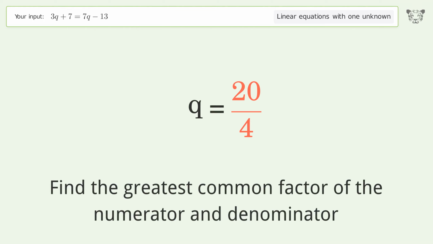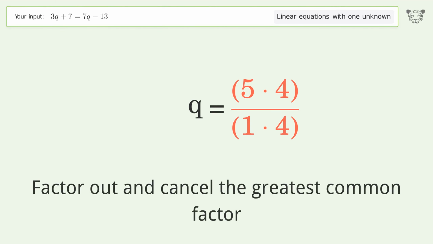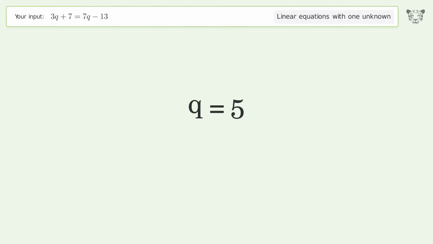Find the greatest common factor of the numerator and denominator. Factor out and cancel the greatest common factor. And so the final result is q equals 5.